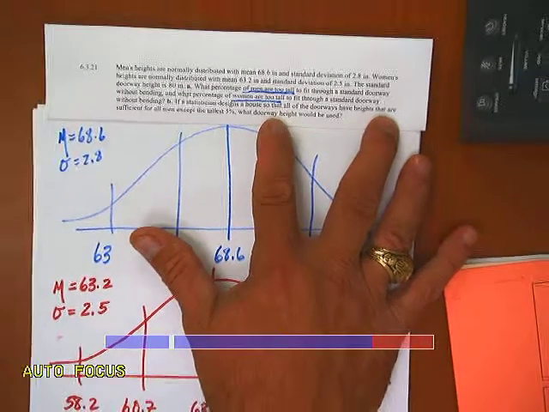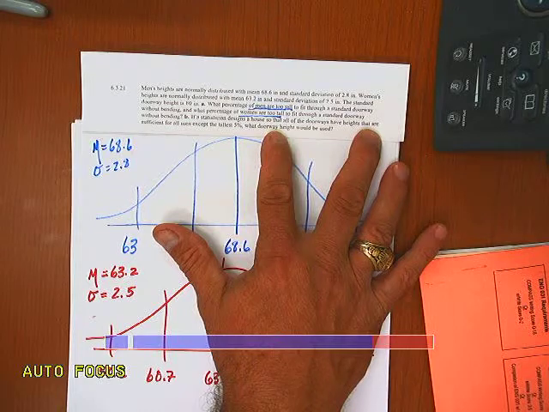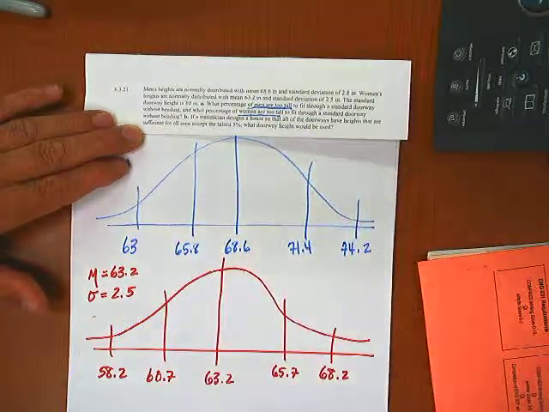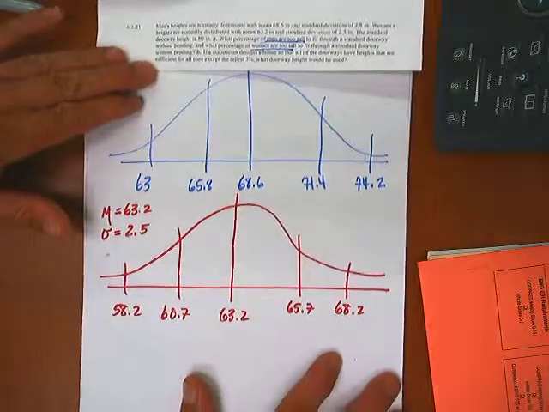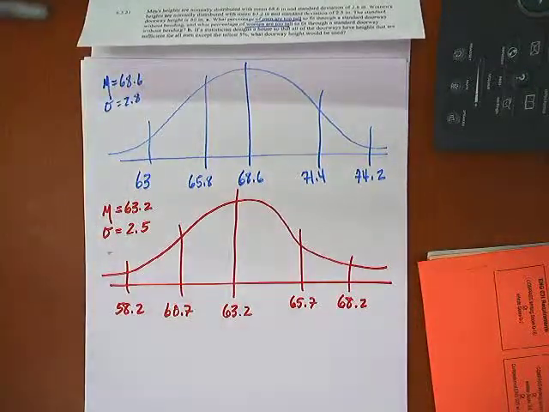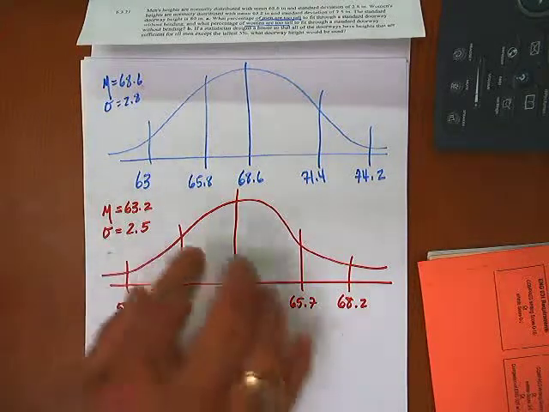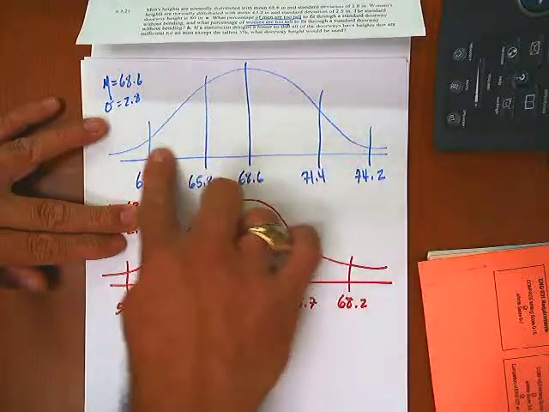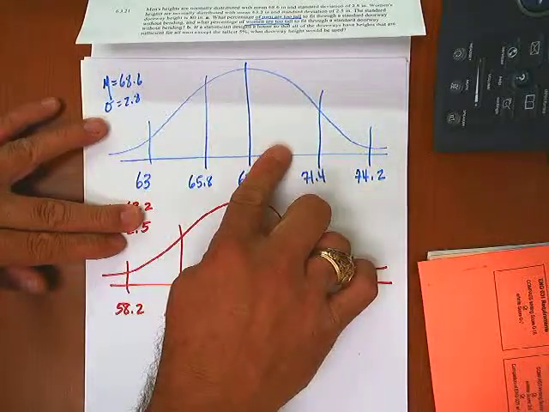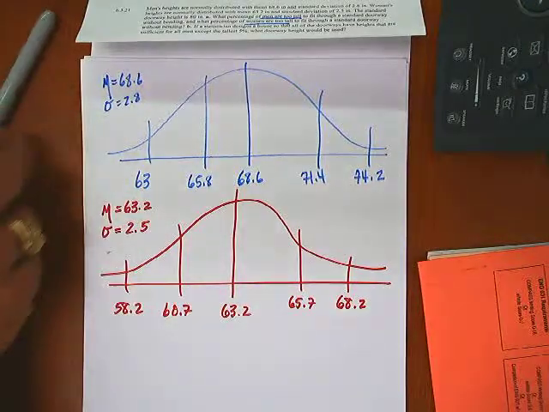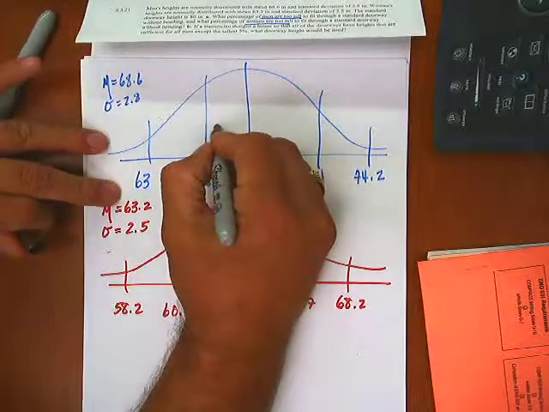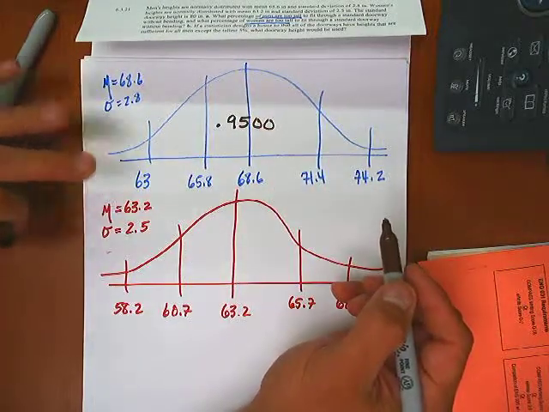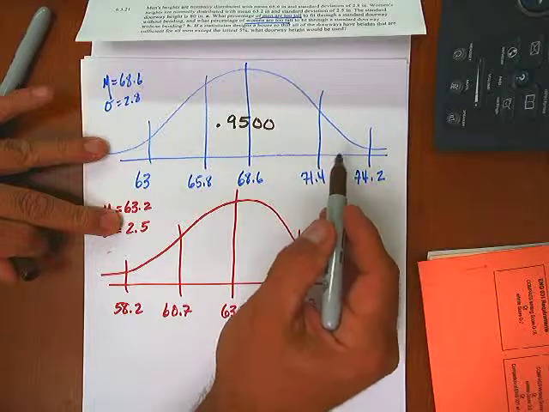So you have to find the height of a doorway that will basically accommodate 95% of the men. That's what you're finding. Okay? So let's go to the men right here, and we want to accommodate 95% of the men. So I'm just going to take my brown marker and I'm going to put 0.9500 right here, and I have no idea where it's going to fall.